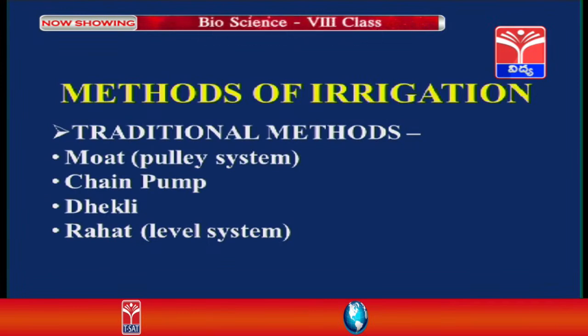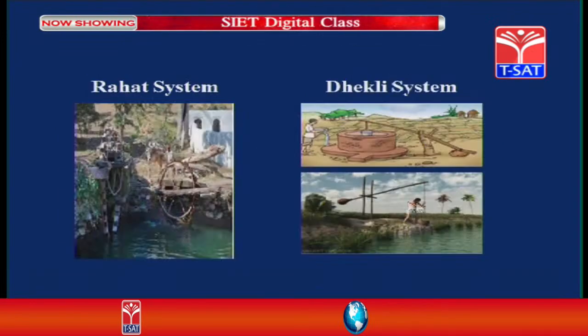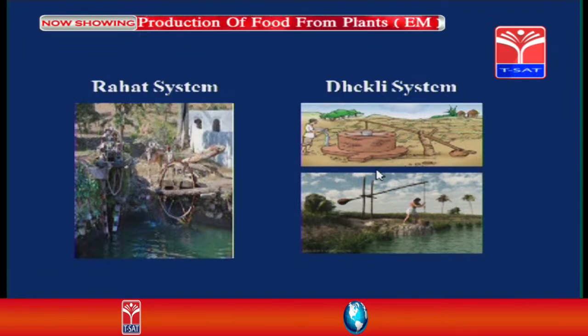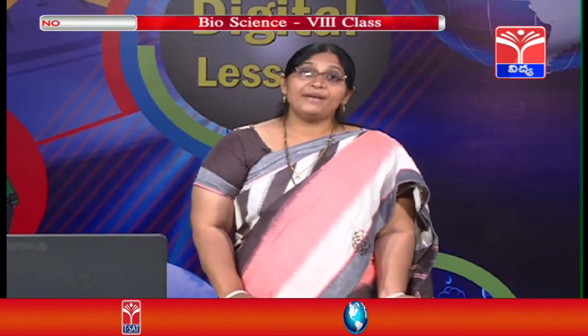Ancient methods are also called traditional methods. What are those? Moat, that is the pulley system, chain pump, dhekli, rahat, etc. Here a person is taking the water. Chain pump means a pulley is arranged and it is drawn with a rope. So, this is the chain pump system, this one is the rahat system, and this is the dhekli system. These are the different methods which were used anciently. But nowadays they are using different systems such as furrow irrigation and basin irrigation.